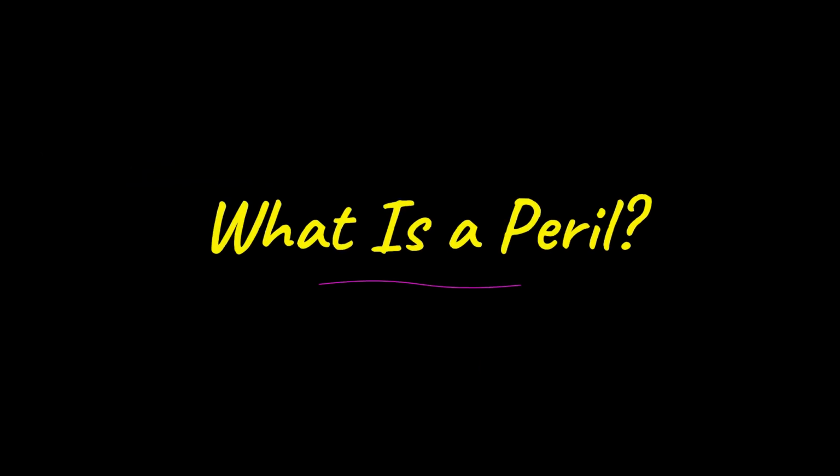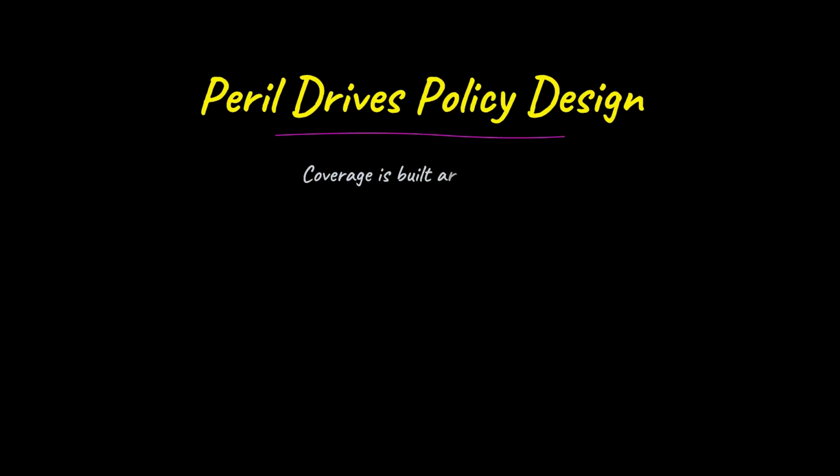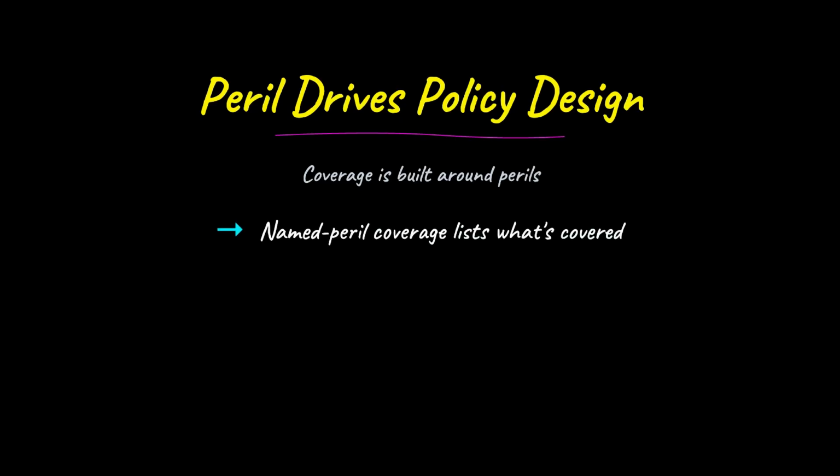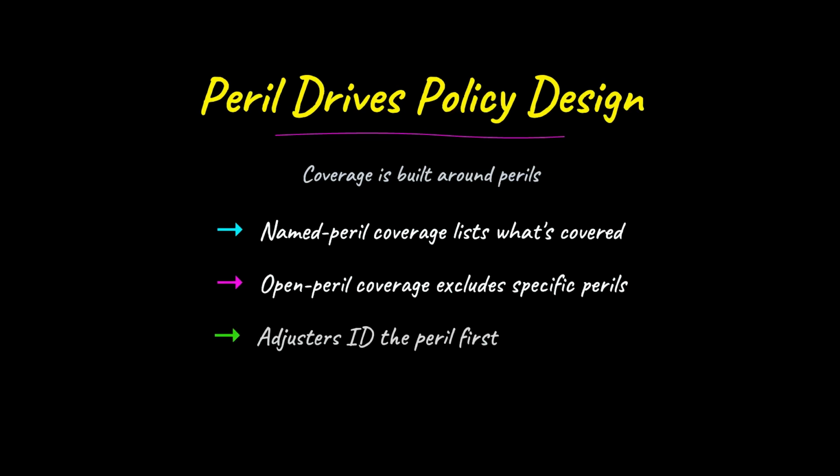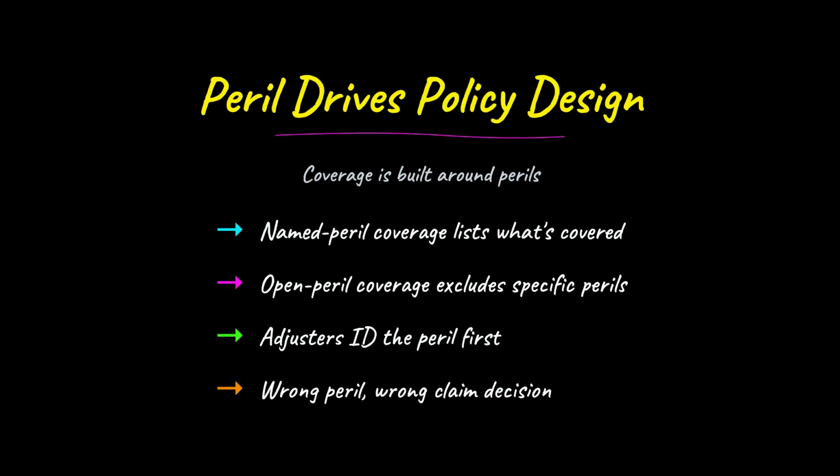Let's zoom in on the peril itself. A peril is the cause of a loss, the specific event that does the damage, like fire, theft, windstorm, or illness. Insurance policies are built around perils. Named peril coverage lists exactly what's covered, while open peril coverage covers everything except stated exclusions. Either way, an adjuster starts by identifying the peril, because that determines whether the policy responds at all.